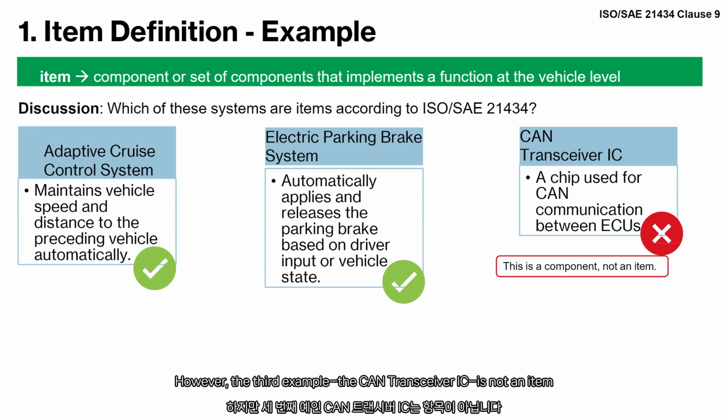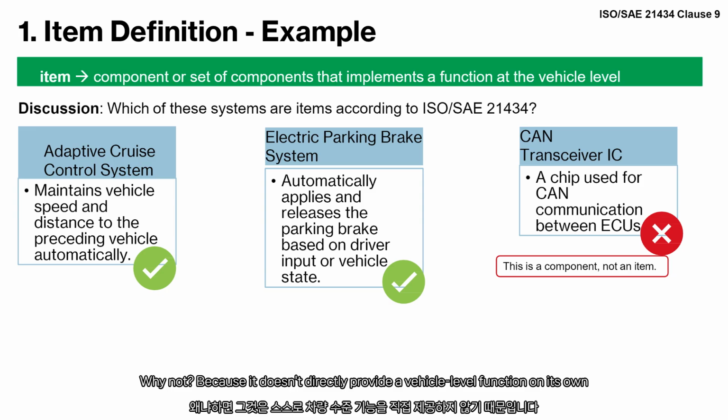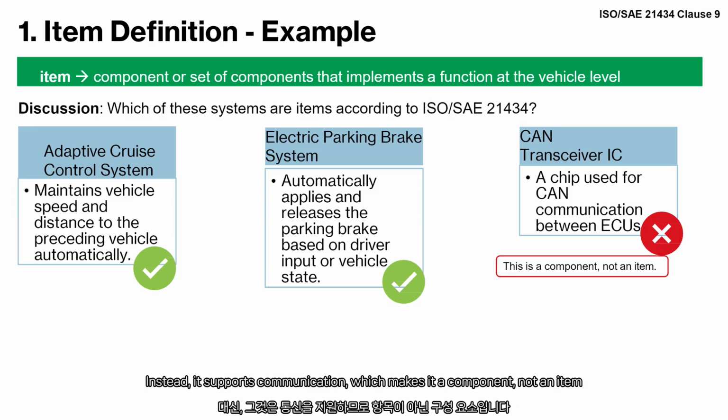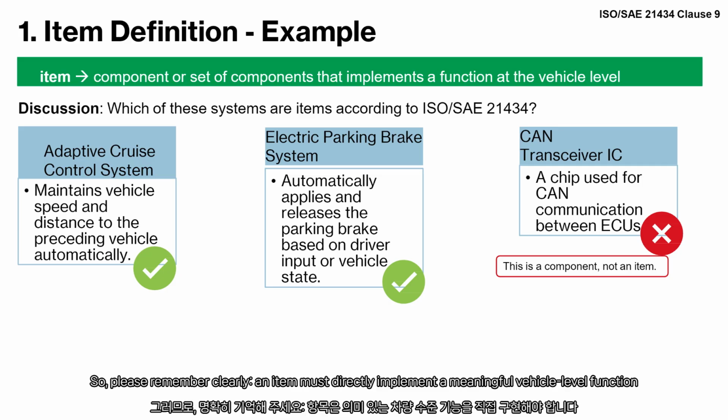However, the third example, the CAN transceiver IC, is not an item. Why not? Because it doesn't directly provide a vehicle-level function on its own. Instead, it supports communication, which makes it a component, not an item. So, please remember clearly, an item must directly implement a meaningful vehicle-level function.